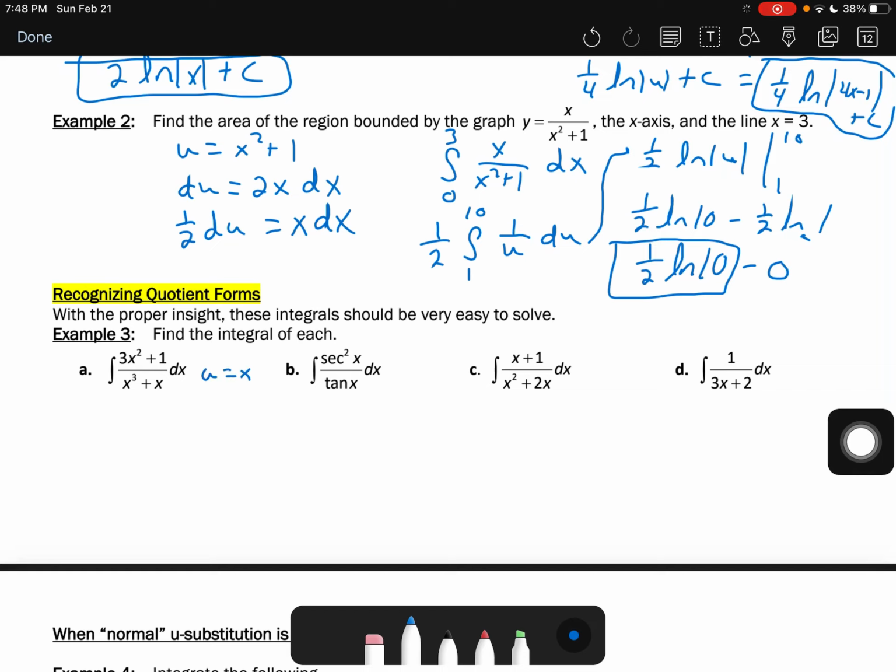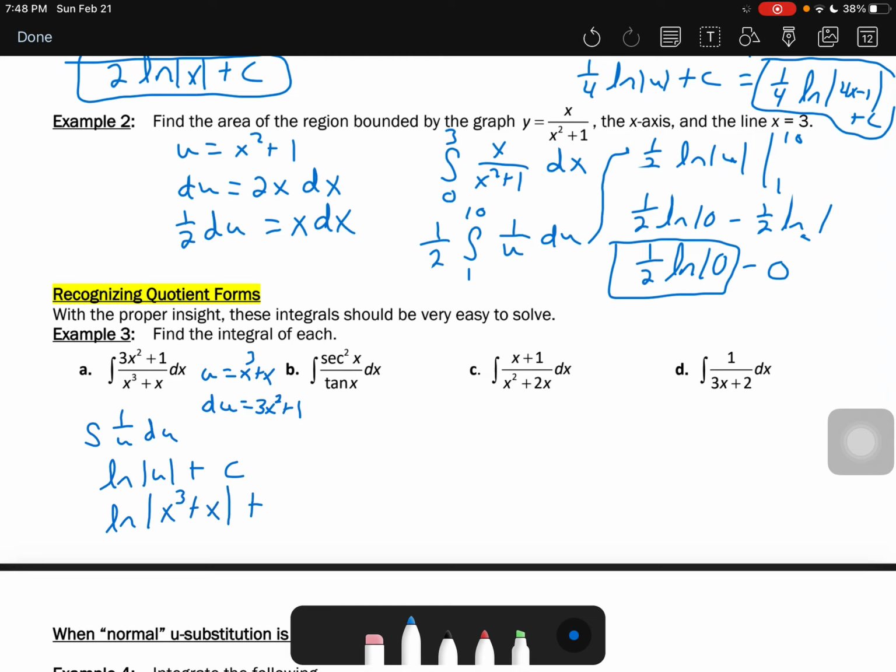So if u equals x cubed plus x, then du is going to equal 3x squared plus 1 exactly, right? So that's easy. That's just 1 over u du, which is ln of the absolute value of u, plus c, and if we substitute back, that's ln of the absolute value of x cubed plus x, and then plus c at the end of that. Okay.